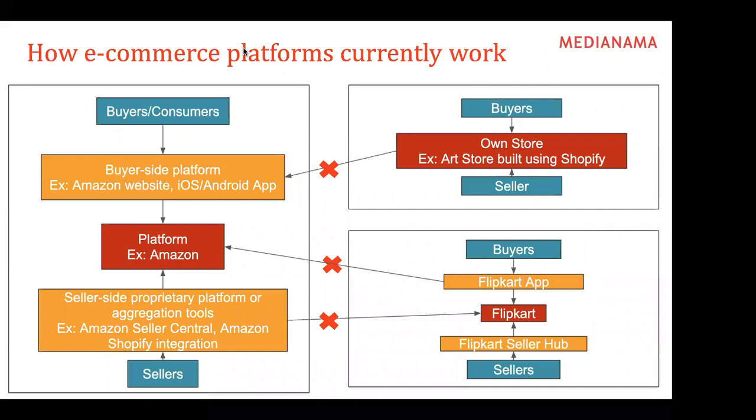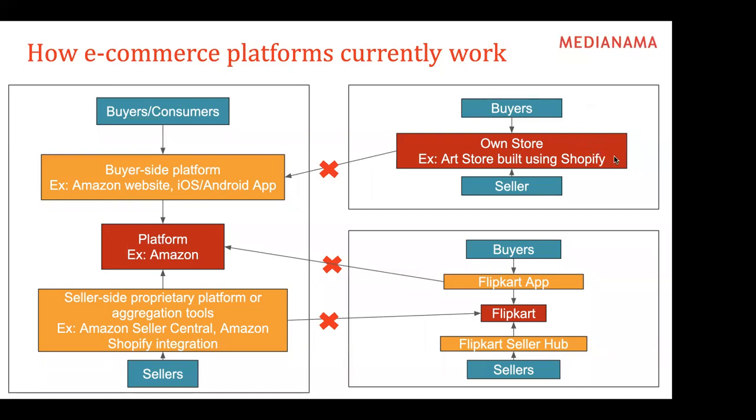For example, you can use Shopify to build a platform if you're an artist and you want to sell in your art store. But the main idea here is that this model is siloed, as in if you list something on Amazon, it's not going to show up on Flipkart. And if a buyer is searching for something on Flipkart, they're not going to be able to see what's listed on Amazon. And the same goes if you have your own website. So the only way you get listed on each of these sites is by using the proprietary tools of all these sites. And this siloed model is something that ONDC wants to break.